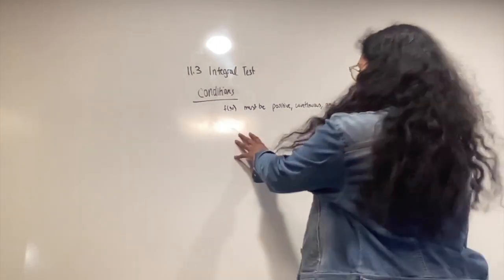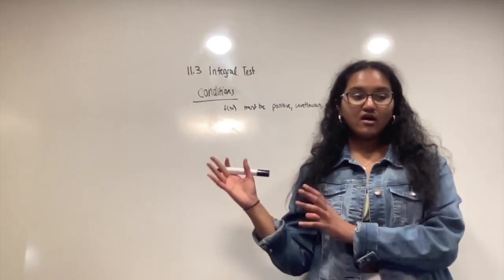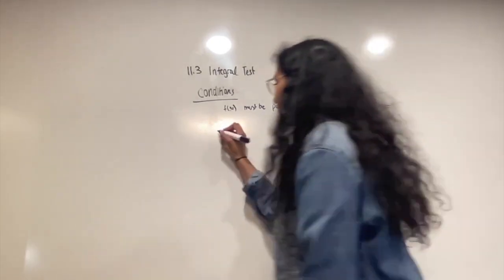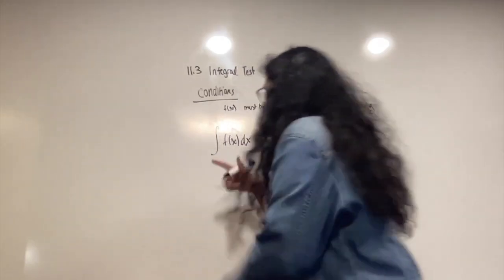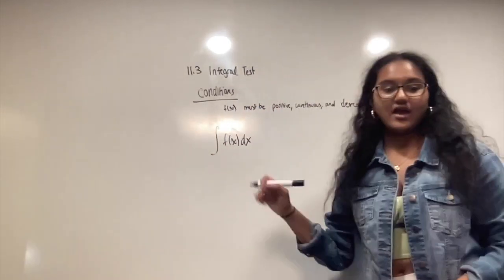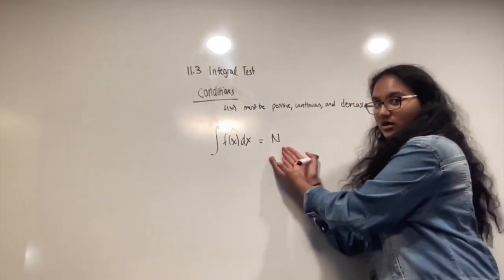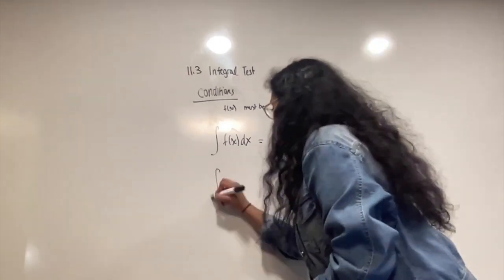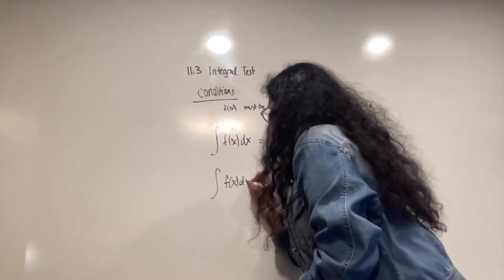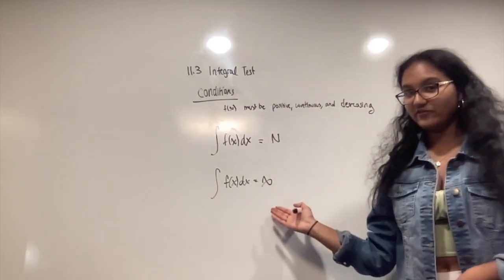So if these conditions are met, then basically what you do is you take the integral of the series, like so. And if this results in an actual number, then the series converges. If you take the integral and you get, say, infinity, then the series diverges.